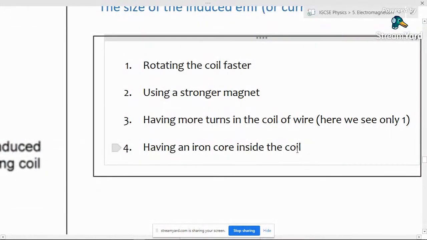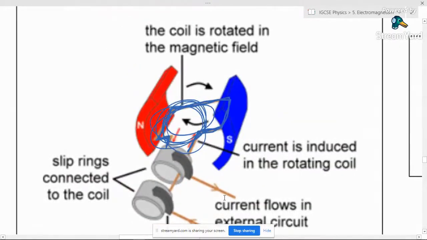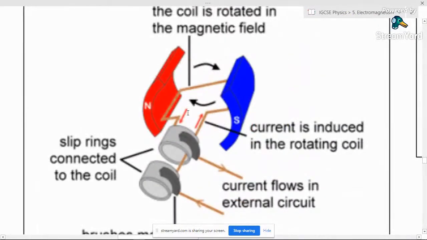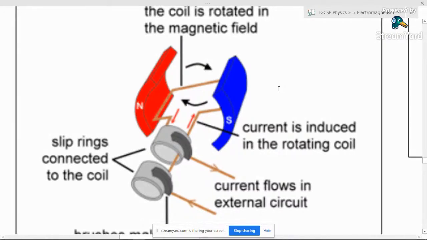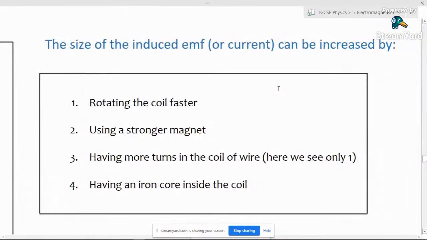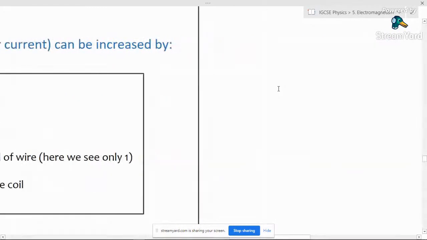And the last thing you could do is have an iron core inside of the coil of wire. Basically, what that iron core does is it really strengthens the magnetic field created by these north and south poles. So having an iron core just really intensifies the strength of the magnetic field without using a stronger magnet. So those are the 4 things you can do to increase the magnitude of the induced EMF, or you could say the induced current.